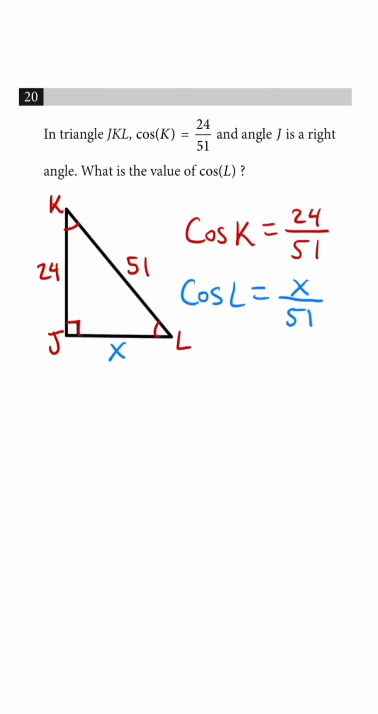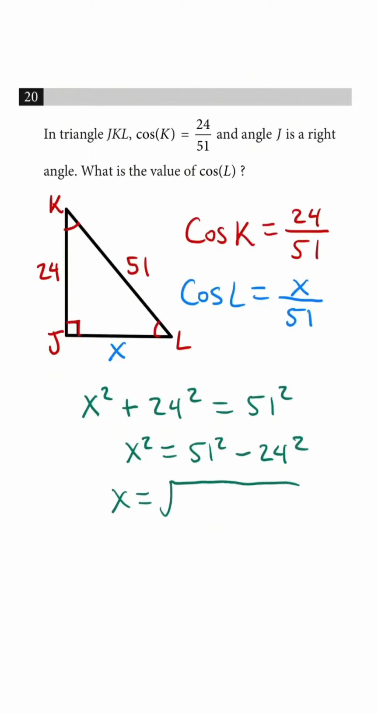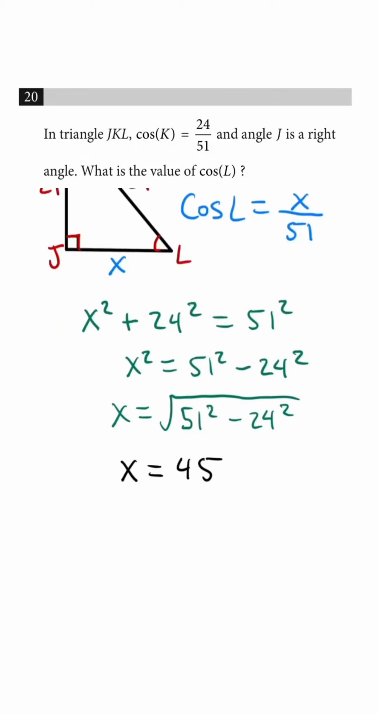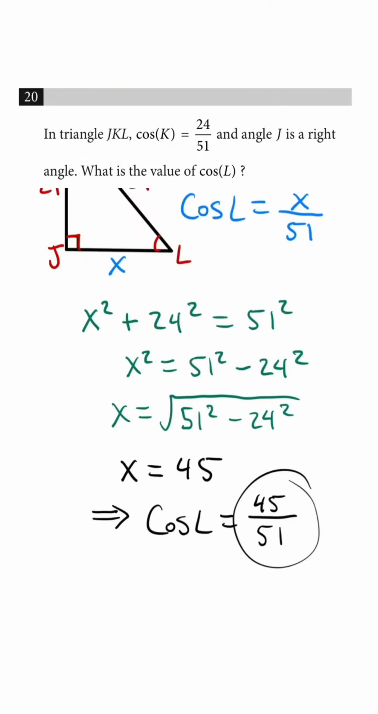Since we know two side lengths of a right triangle and want to find the third, we can use Pythagorean theorem. Pythagorean theorem tells us that x squared plus 24 squared equals 51 squared. So we can subtract and then take the square root of both sides to get x equals the square root of 51 squared minus 24 squared, which we can simplify by plugging it into Desmos and getting 45. Therefore, the missing side length of our triangle here is 45, and the cosine of L is 45 over 51, which is our final answer.